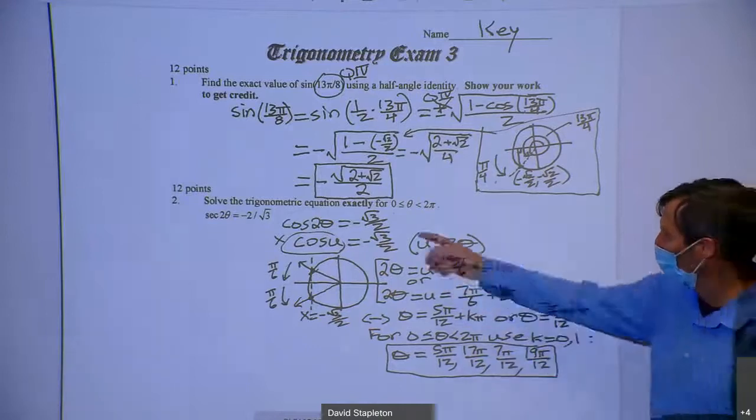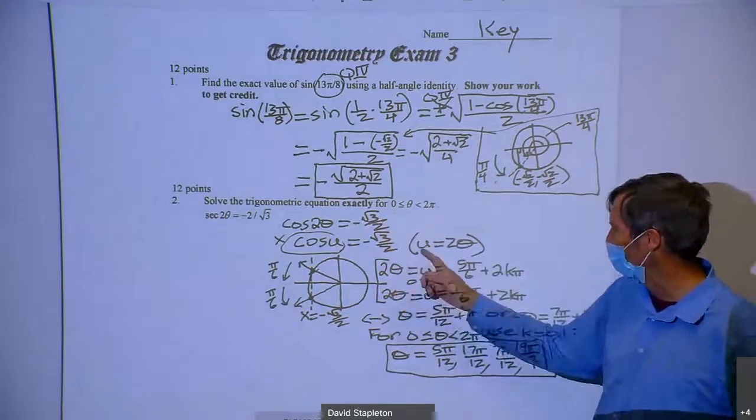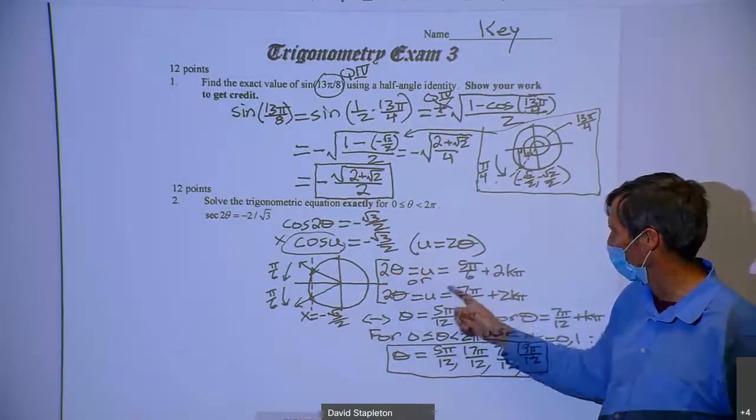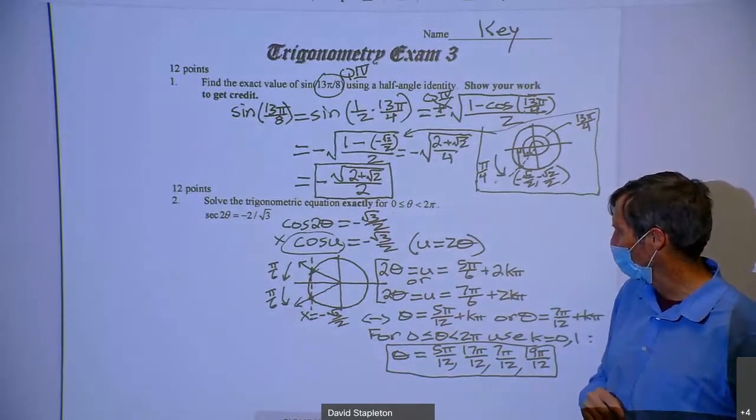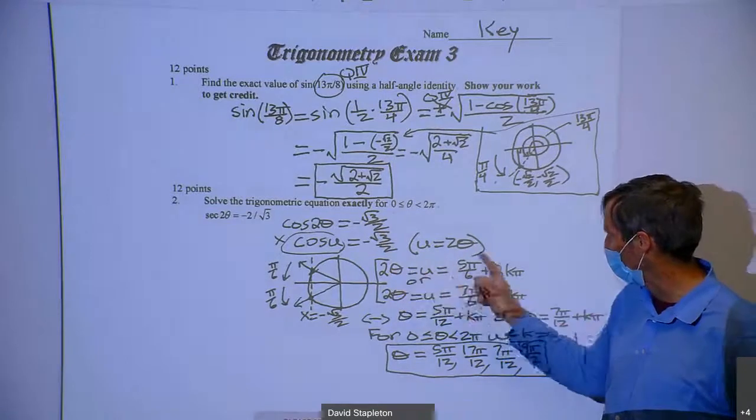But now we were asked to solve for theta, not u. So we remember that u equals 2 theta. We say 2 theta is this, or 2 theta is this, is all solutions theta. And then we can divide by 2 to get theta, right? Divide the whole side by 2.